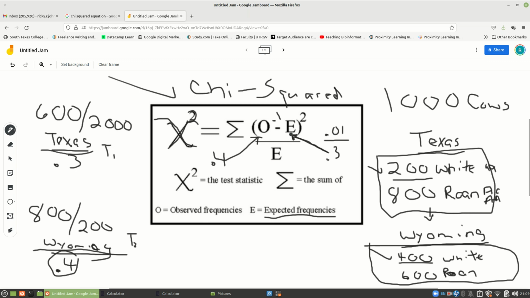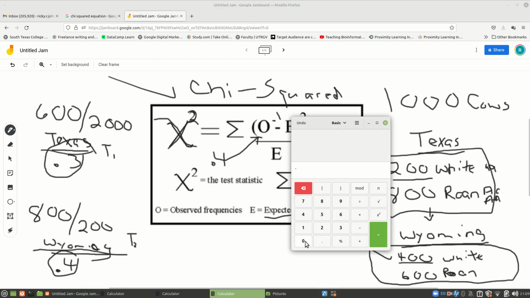Now what is the expected? It's the one we started with. So it's going to be 0.3. Actually, it's right here, right under here. So 0.01 divided by 0.3. All right, so 0.01 divided by 0.3. And our answer is 0.033.